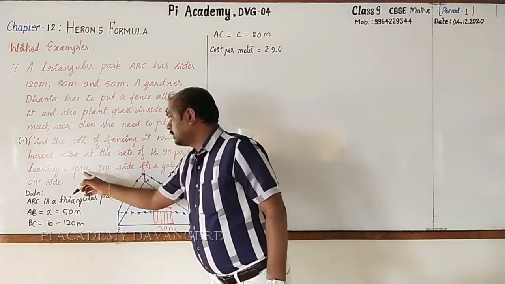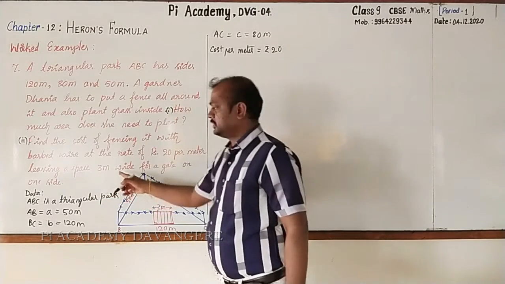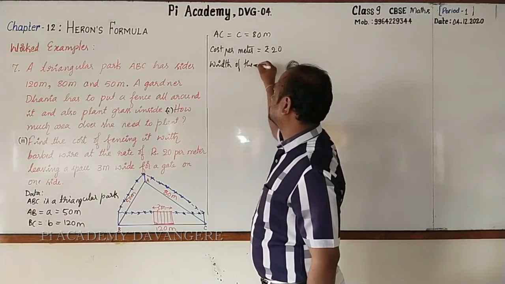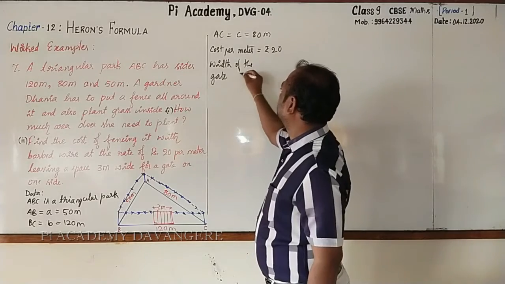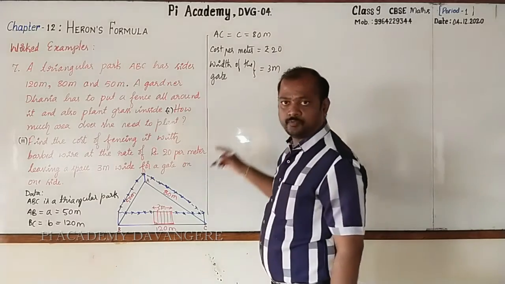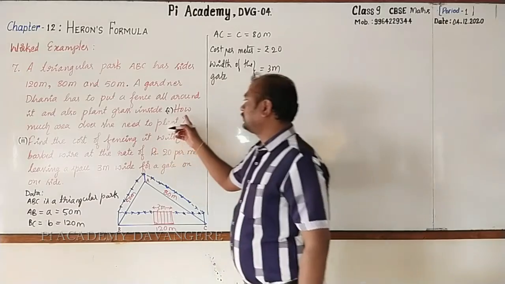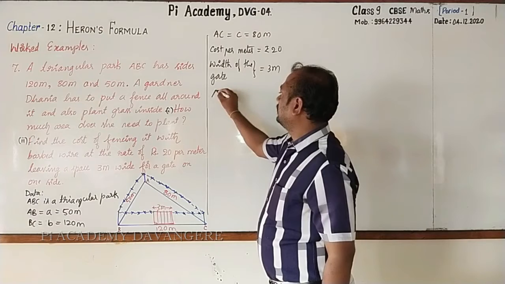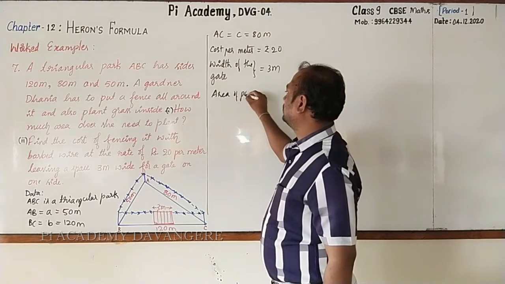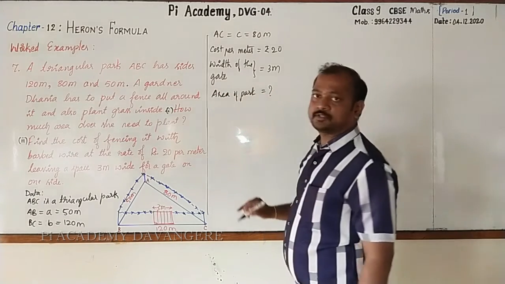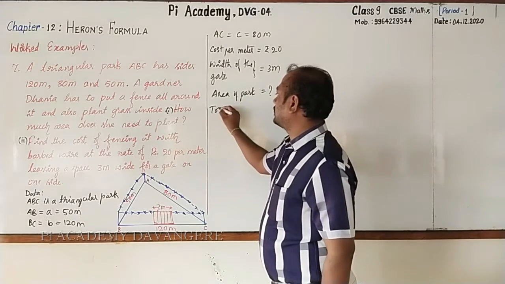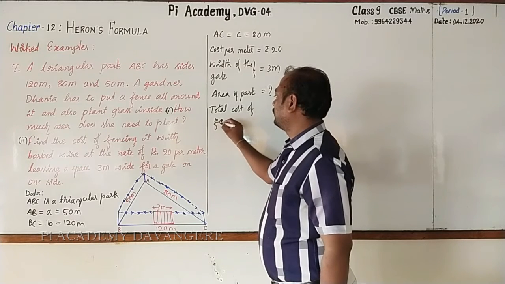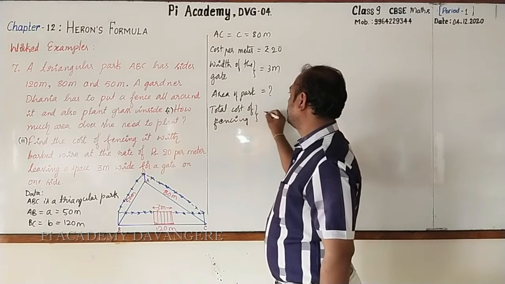And the width of the gate is 3 meter. Followed? Next, you are going to find out the area as well as the total cost of fencing. Area of park in which grass has to be planted, and total cost of fencing.